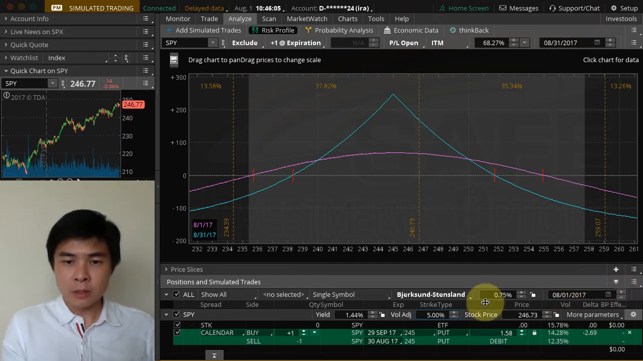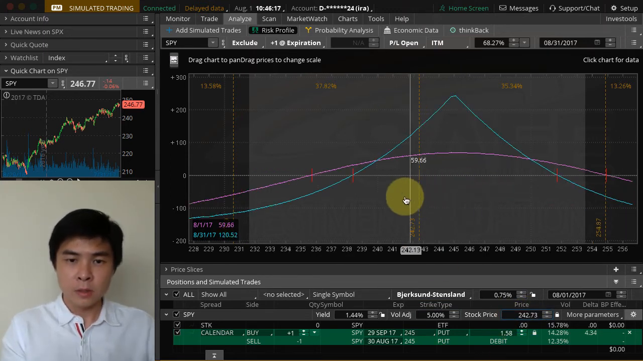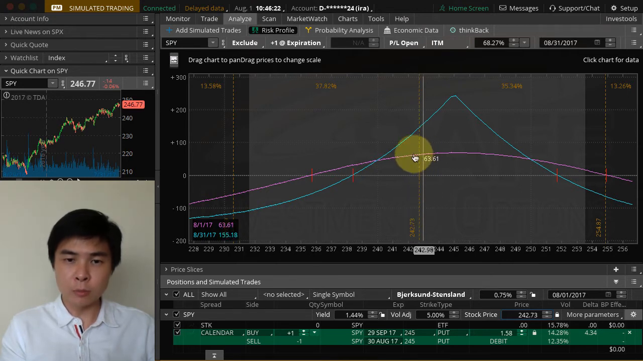And if the price actually drops 2 points down, let's say 242, we will still be in the profit zone, except we'll be on the downside of the hump. So that's where we should take note of where our maximum profit will be.